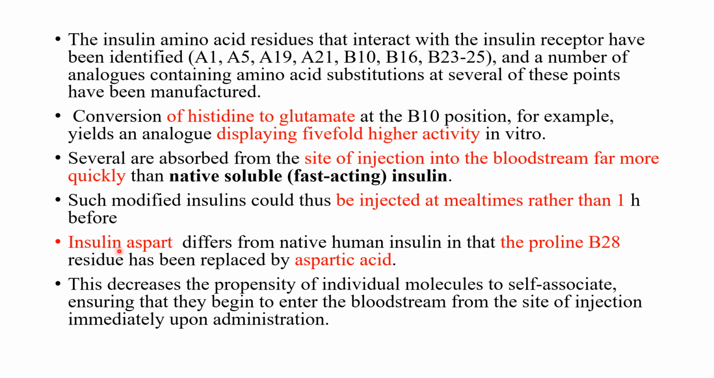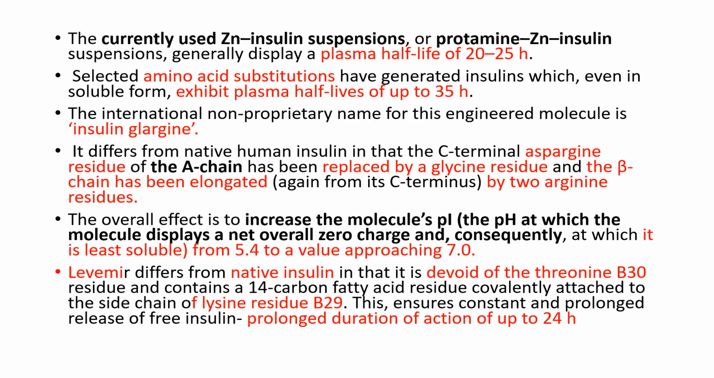Then another example is insulin aspart, which differs from the native human insulin at position B28, where there's proline. The proline B28 residue has been replaced by aspartic acid, and hence the name insulin aspart. This decreases the propensity of individual molecules to self-associate, ensuring that they begin to enter the bloodstream from the site of injection immediately upon administration. So the principle is still the same: alteration of the pharmacokinetic profile.